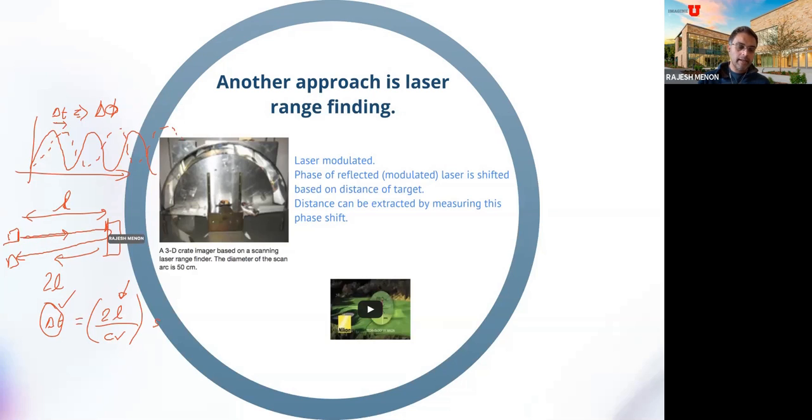Now, by knowing that, as this object is moving by or the laser is being scanned, I can create a 3D map. So this L corresponds to the depth. So I can create a map of Z as a function of X and Y, which is essentially the surface of the object I'm trying to detect. This is called laser range finding.